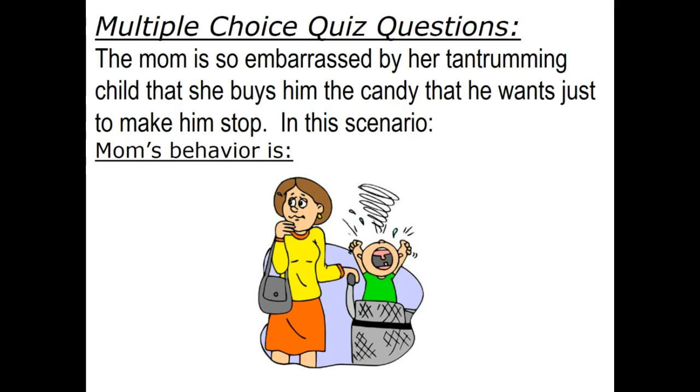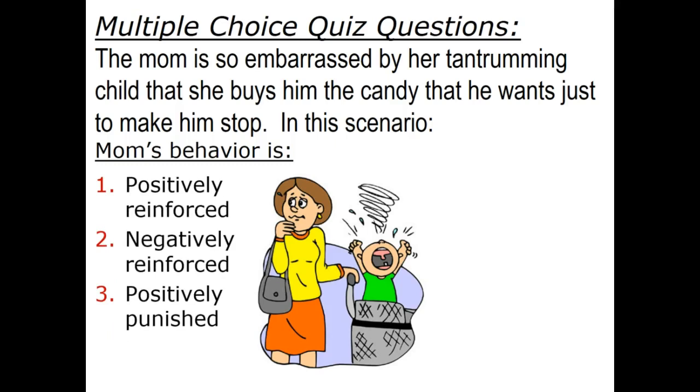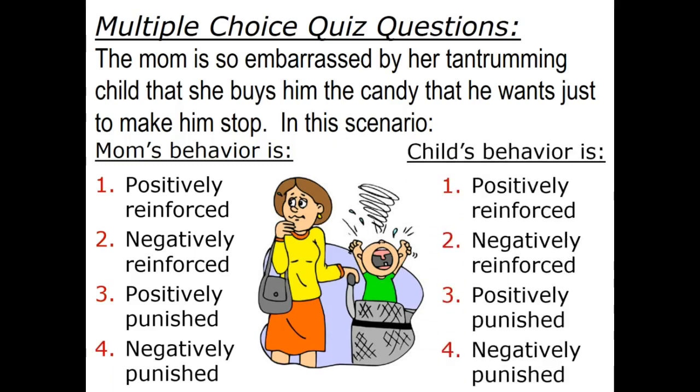The mom is so embarrassed by her tantruming child that she buys him the candy that he wants just to make him stop. In this scenario, mom's behavior is positively reinforced, negatively reinforced, positively punished, or negatively punished. What about the child's behavior? You have the same options for the child's behavior. Was it positively reinforced, negatively reinforced, positively punished, or negatively punished? Pause the video now to give yourself enough time to answer both questions.